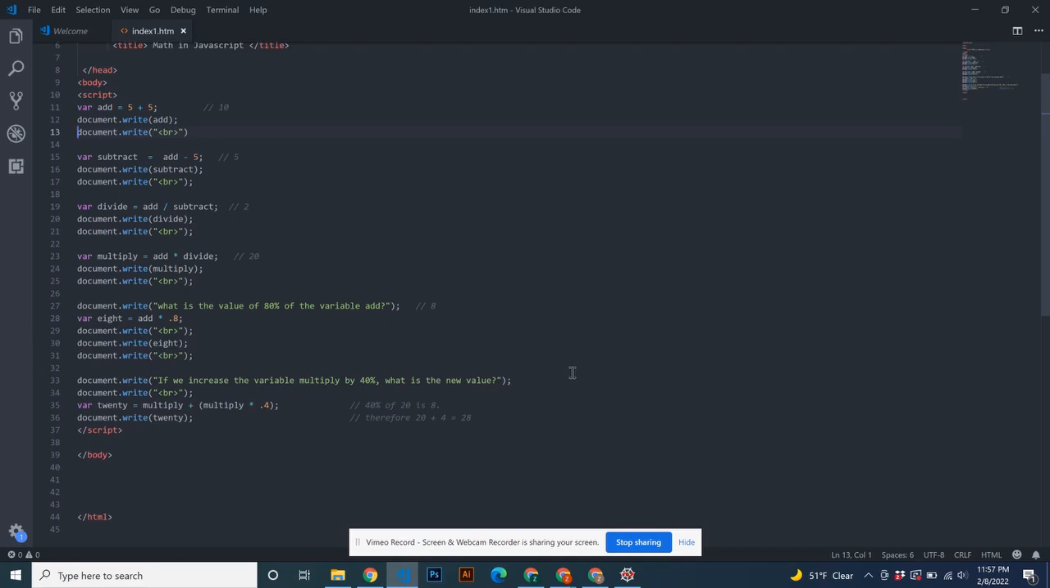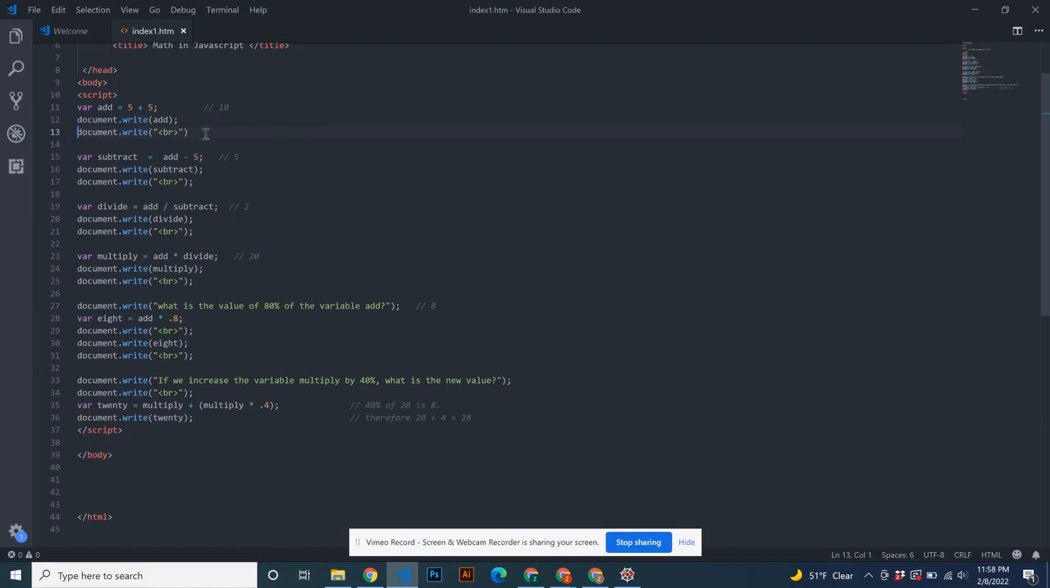So let's start with these first four variables I have here: add, subtract, divide, and multiply. Now, in reality, you can name these variables pretty much whatever you want. I just chose to name them after the mathematical operations that they represent. So this first variable, add, is equal to two integers, 5 plus 5. And 5 plus 5 is 10, so that means that this value of 10 is going to be stored into this variable add. We are then going to print out the value of add onto the screen.